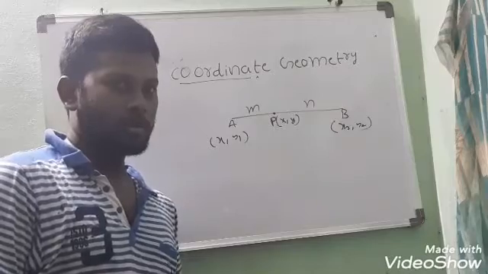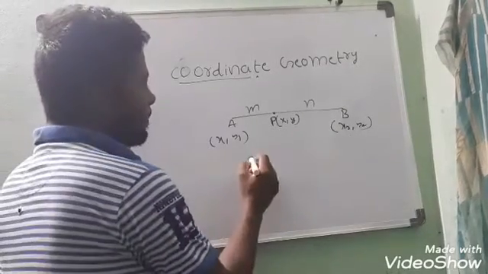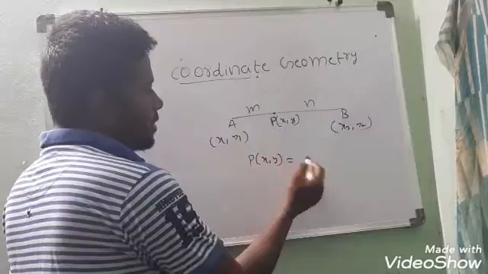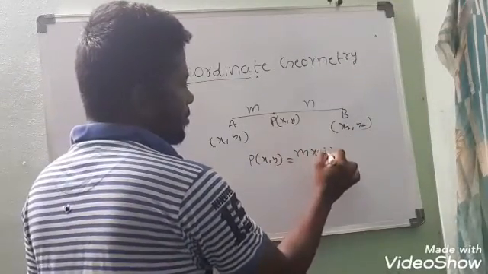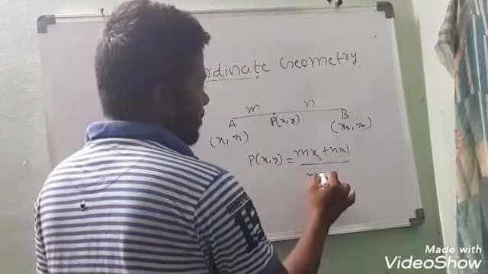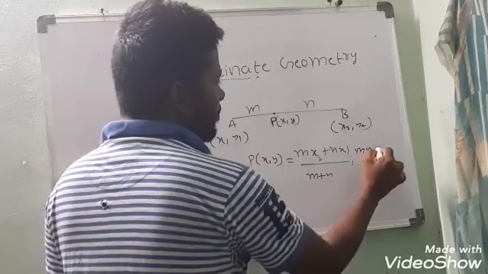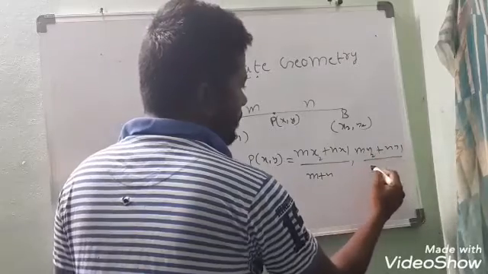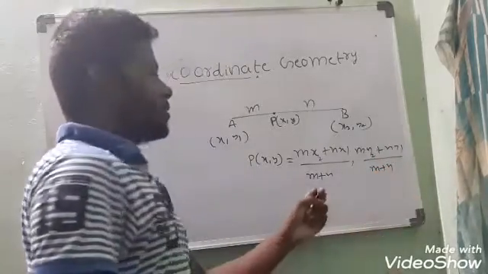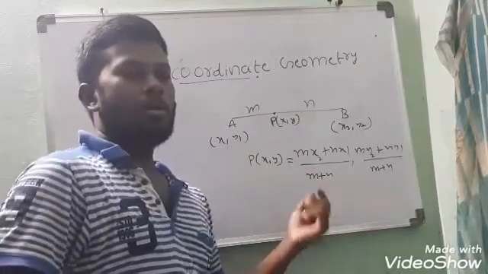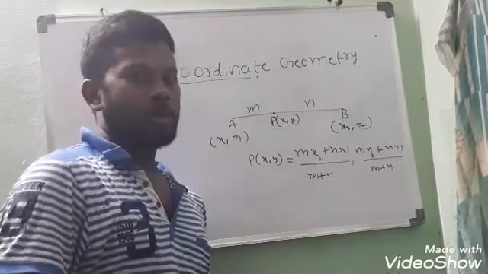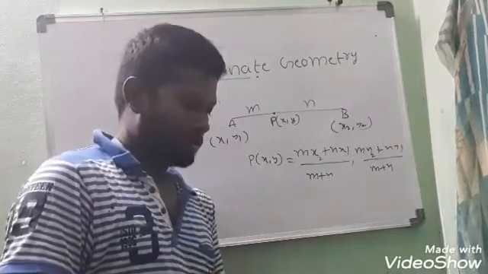Now to find the position of this point P, we have a formula. P(x, y) is equal to (mx2 plus nx1) by (m plus n), and (my2 plus ny1) by (m plus n). This is the formula to find the P position. Okay, now we will derive the section formula. Just one minute.